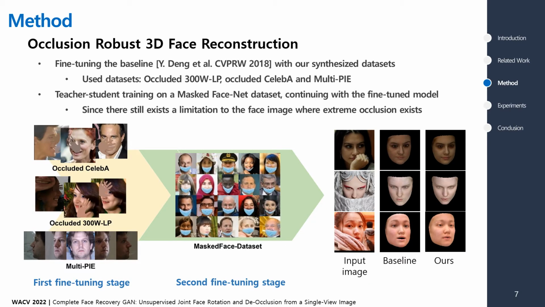First, for occlusion robustness, we do two-stage fine-tuning from our 3D face reconstruction baseline. These results show the effects of our training method on naturally occluded face images.